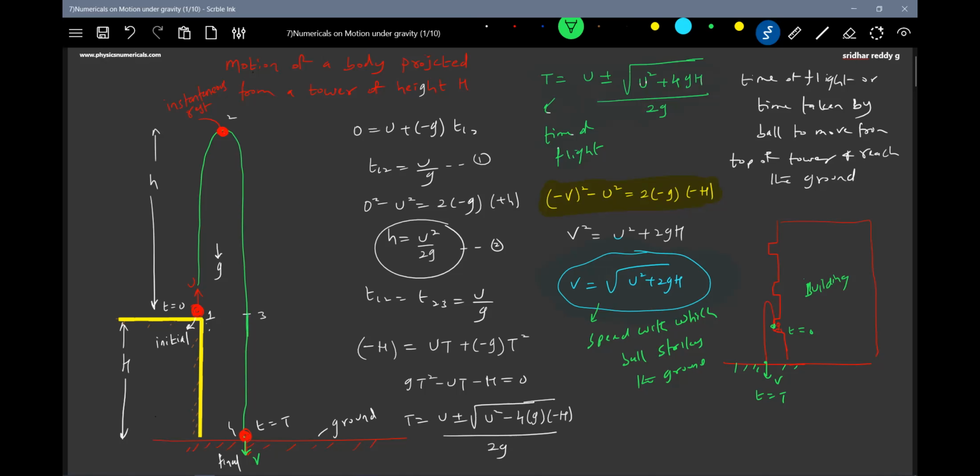What about at 3? What is the state of the ball? It will be moving with a velocity, say v3, which is equal to u only. Able to get this? So definitely between 3 and 4, you can apply the equations. You'll get the same answer.